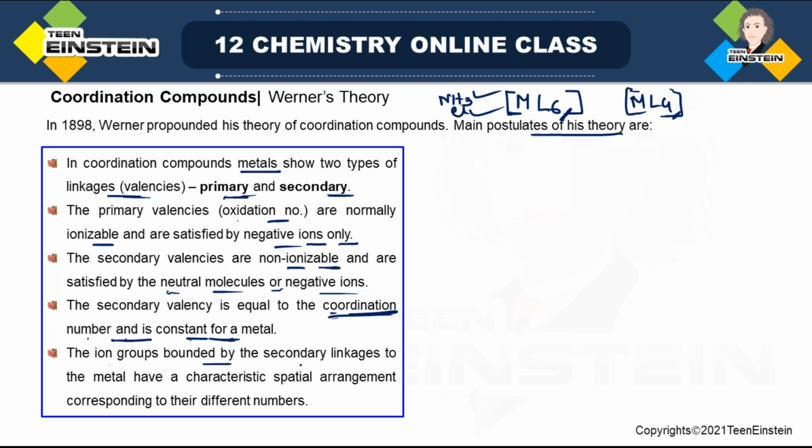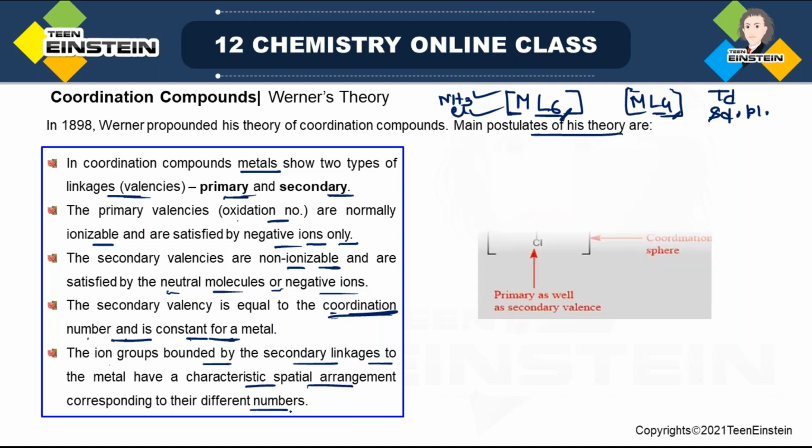The ion groups bound by the secondary linkages to the metal will have a characteristic spatial arrangement corresponding to their different numbers. The meaning of this statement is that different spatial arrangements are present in the secondary linkage. When it is 6, it will be octahedral. When it is 4, it may be tetrahedral or it may be square planar. Both are possible, right? So different spatial arrangements correspond to different numbers. Whether it is 4 or 6, these two numbers are mostly observed, so that is why I have mentioned only these two.